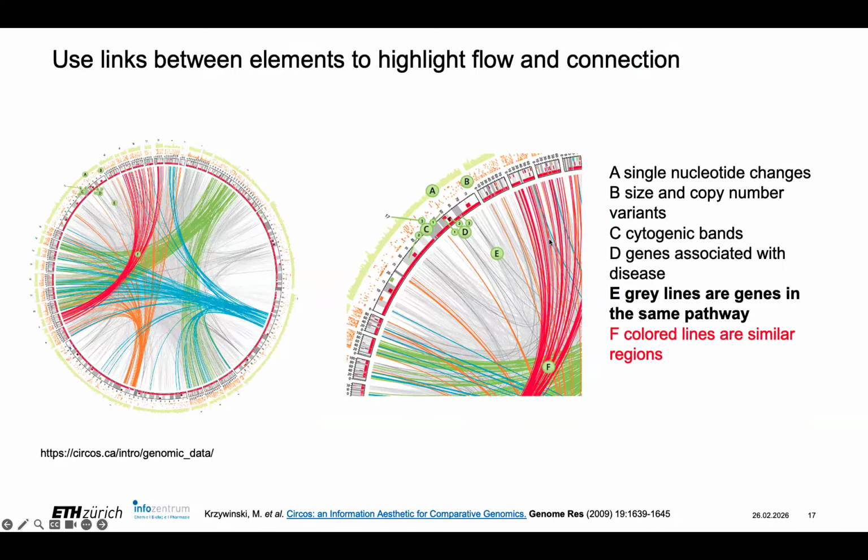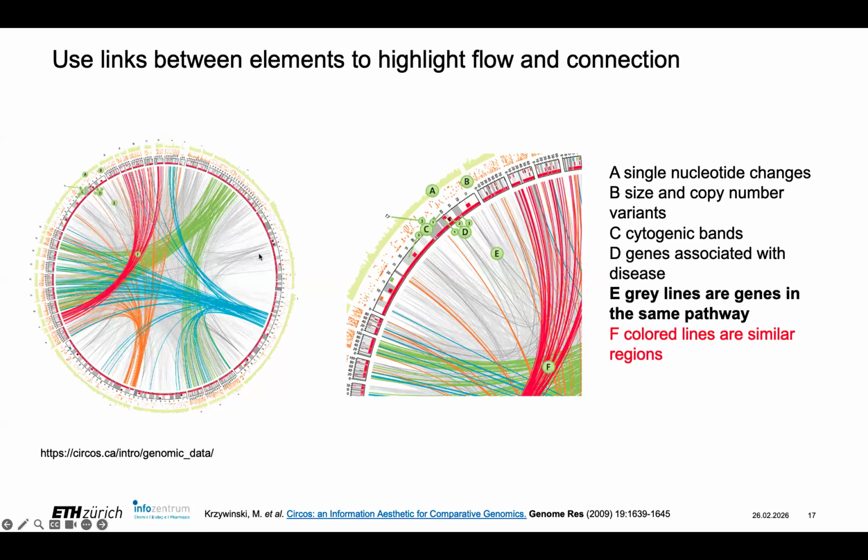Okay, so that's how you put data on the plots, but the other really nice feature of this software is that you can use links to show connection and to highlight flow. So here we have the human genome, and you can see I've plotted two data tracks on the outside of the ideogram. And if you look at this, you can see that what's being plotted here is like density of size and copy variance, and you get a good view that here it's less dense and here it's more dense. So you can look at the big picture of what's going on in your genome.